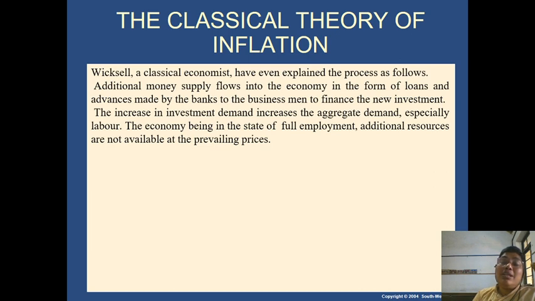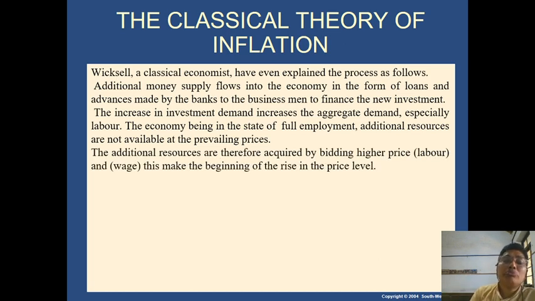Now what happens? The classical economists assume that the economy is in a state of full employment. So when the economy is in a state of full employment, what happens? Additional resources are not available at the prevailing price because all the resources are fully employed. So you cannot get the additional resources unless you pay a higher price. As the leader of the investment project, you can attract employees from other industries by paying more wages, right? At prevailing prices you will not get them. So that is what is written here. The additional resources are therefore acquired by bidding a higher price. The higher price of labor is the wage, and this makes the beginning of the rise in price level.